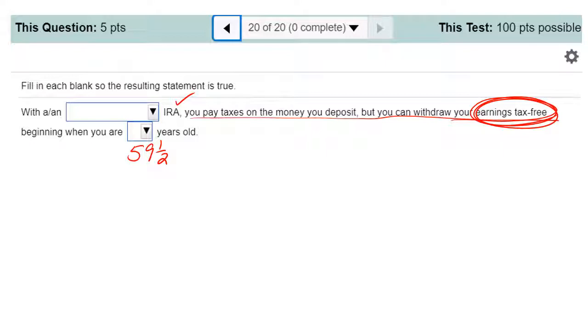The only type of IRA, individual retirement account, that you can actually let grow and go earnings tax-free is called the Roth IRA.